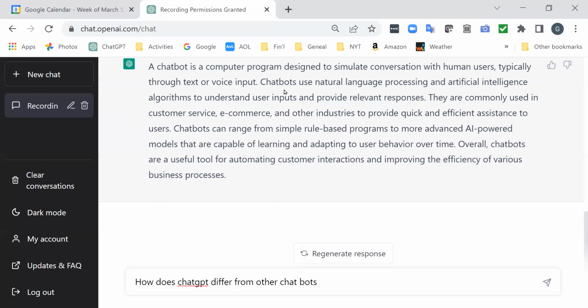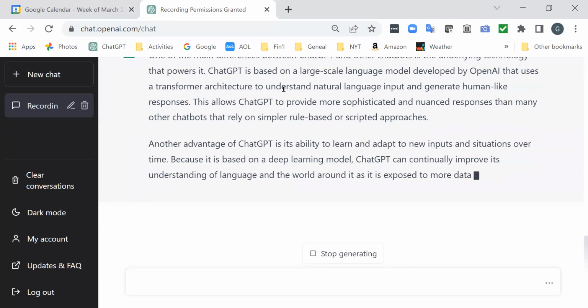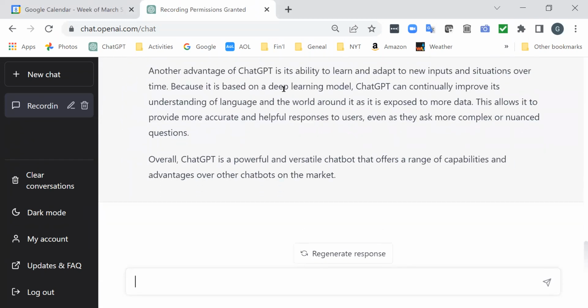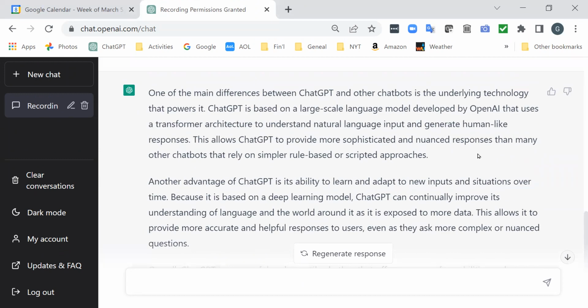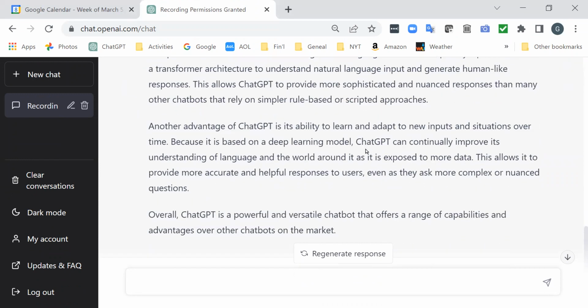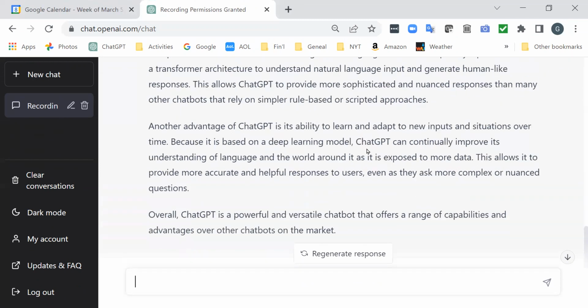How does ChatGPT differ from other chatbots? Okay, so let's go back up. Okay. No. You go down and add the other paragraph.